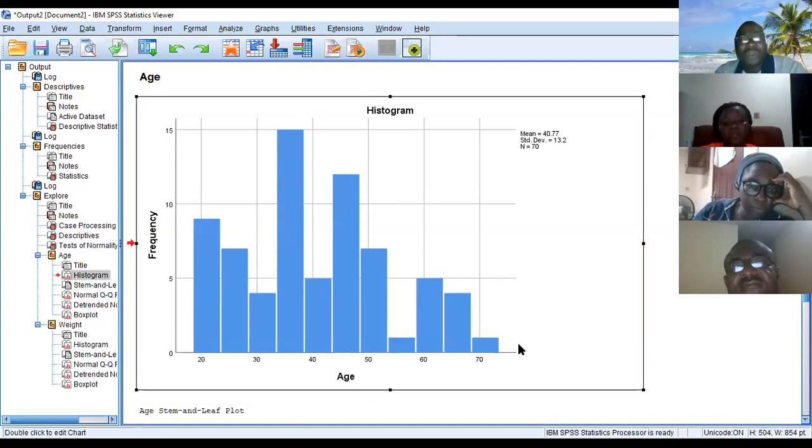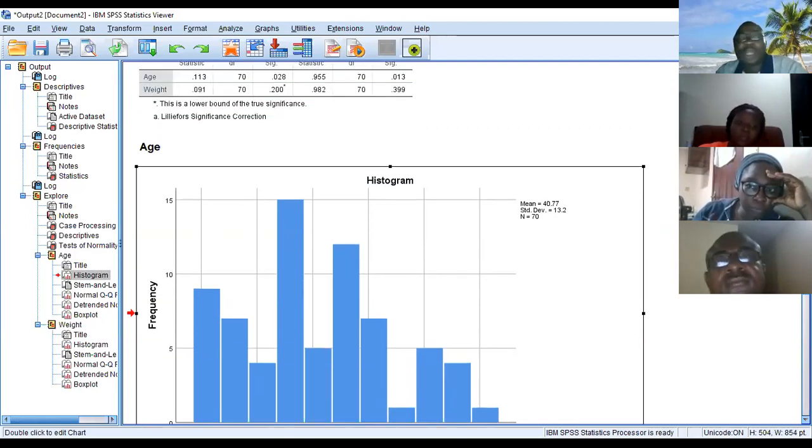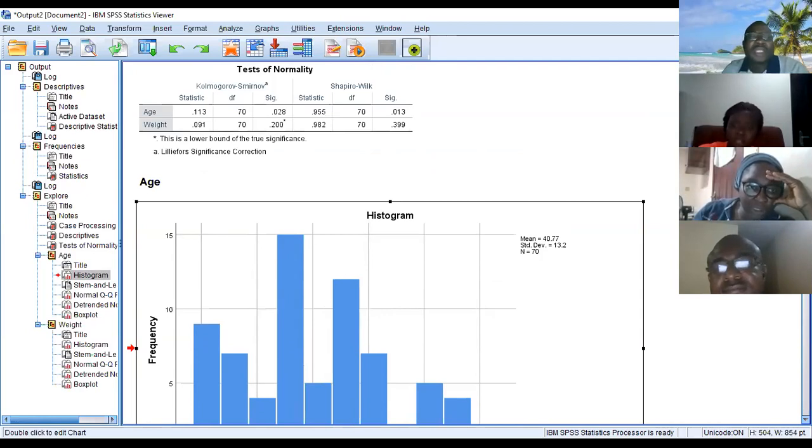But before this picture, I think there is the statistic. Scroll up. I want you all to see the statistic: Kolmogorov-Smirnov and Shapiro-Wilk. Look at this statistic. All these other pictures you are looking at physically are subjective. There are some people that put it to a test.